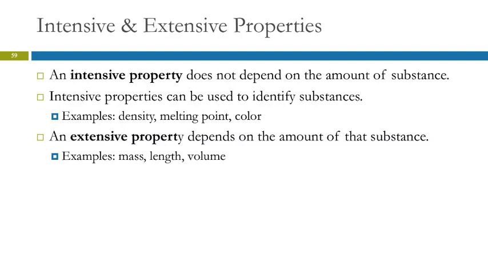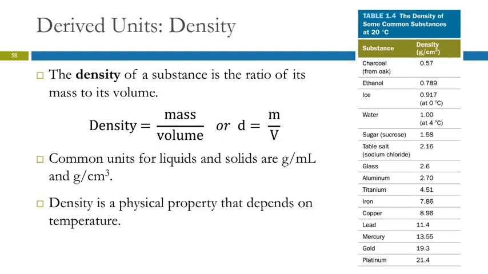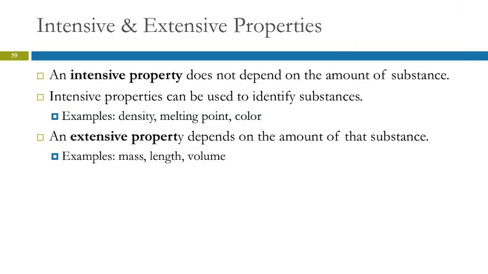If you have a big bar of iron, what's iron's density? 7.86. It'll have a density of 7.86. If you cut it in half, each piece will have a density of 7.86. Yes, you changed the size of the sample, but its mass and its volume changed by the same factor, and so its density remains the same.